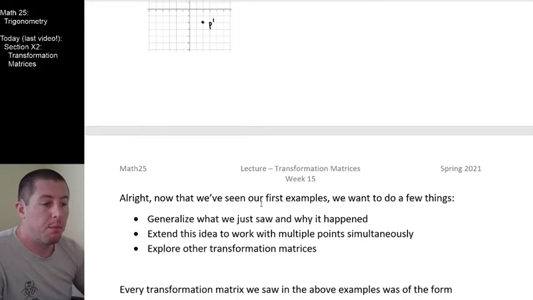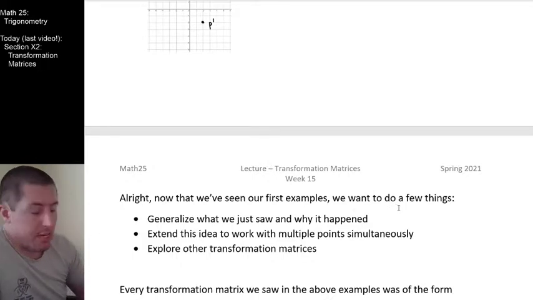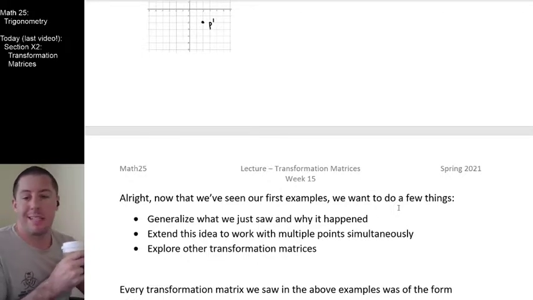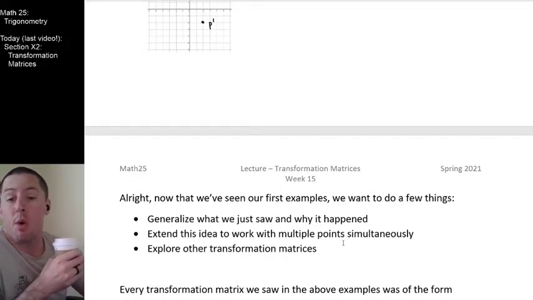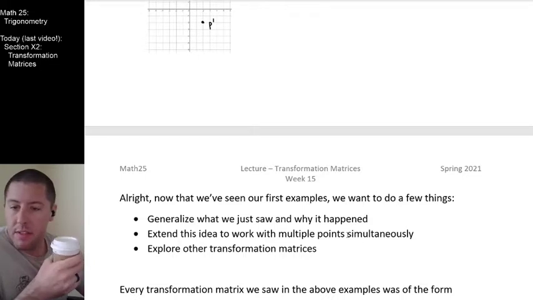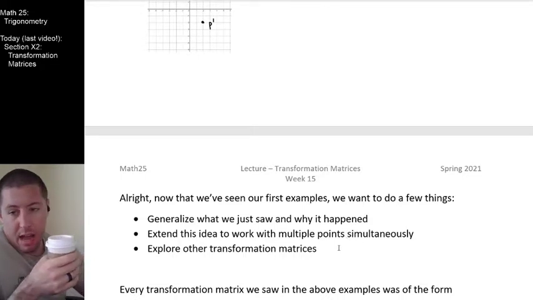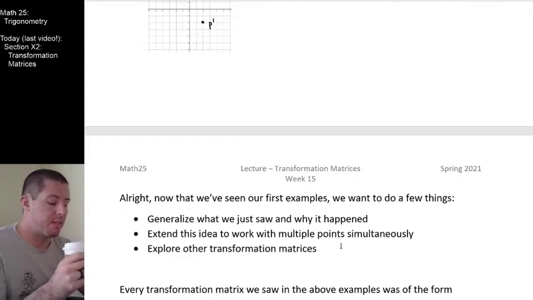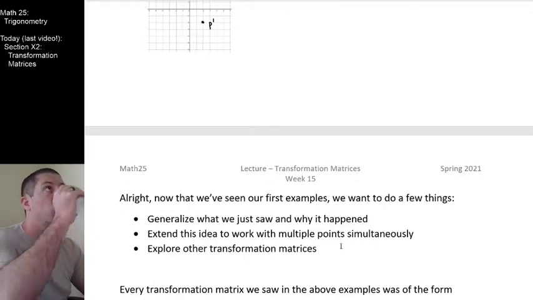All right. So now that we've seen our first couple examples of a transformation matrix, let's do a few things. Let's generalize what we just saw and why it happened. Let's extend this idea so that it works with more than one point at a time. And then let's look at some other transformation matrices. Obviously, in particular, we're here today for the rotation. That's the one that's so trigonometry related.